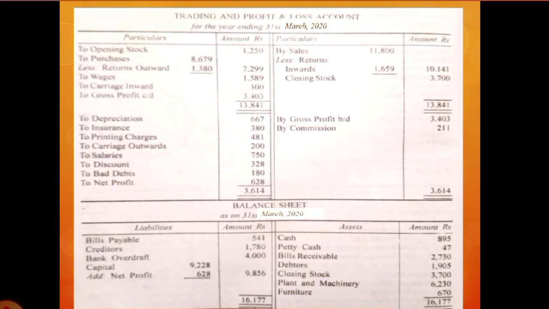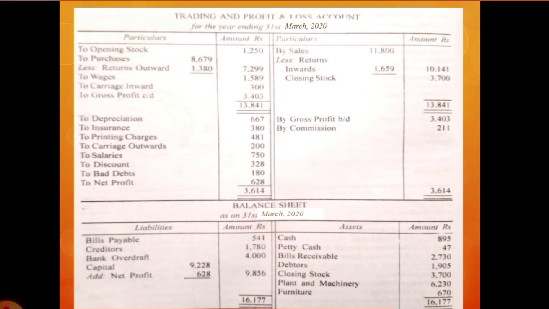So on the credit side, we will write the amount of sales, by sales. So we will take it in the inner column, 11,800, since we have to deduct the returns inwards. So from that we deduct the returns inwards, 1,659. We get the amount of net sales. That will be written in the amount column, 10,141. And the closing stock.